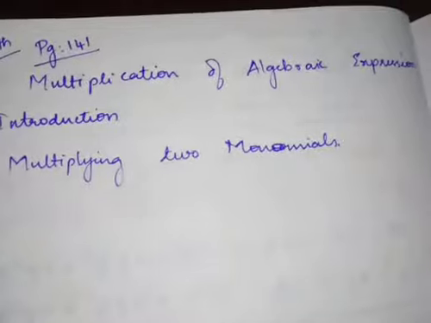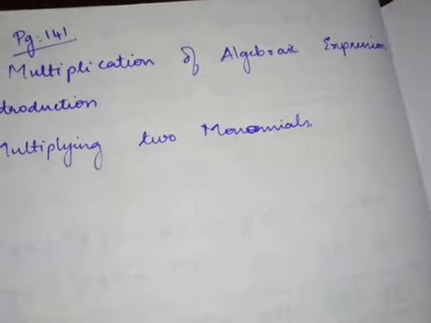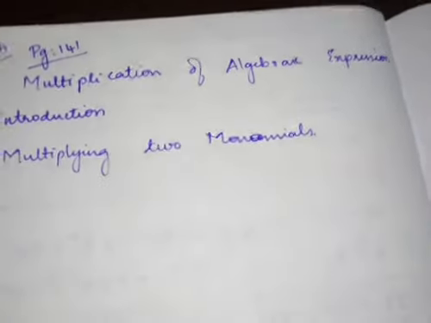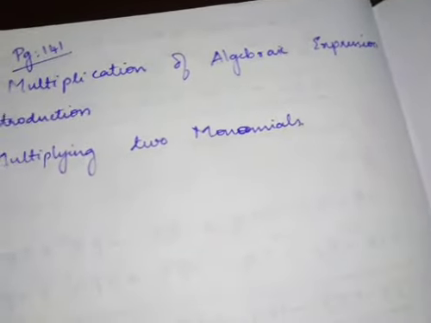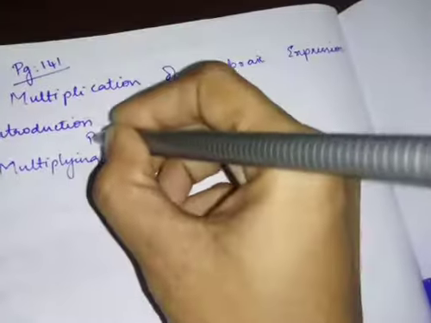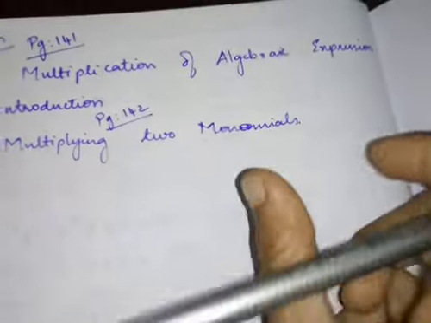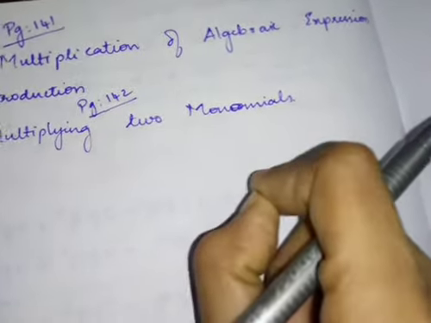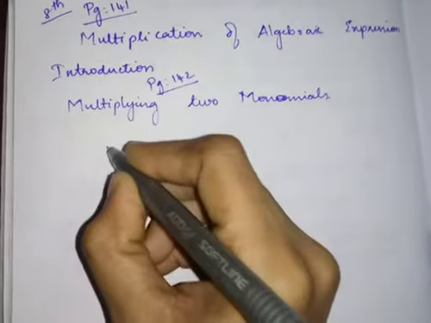I hope you all have taken page number 141. In that they have given multiplication of algebraic expression. When two expressions are given, how you will multiply it, that we are going to discuss. So directly to the expression if you do, you will get confused. So that's why on page number 142, they have given specifically how to multiply two monomials. Okay, so two monomials will be given. We are just going to multiply them. Okay, so now I'll give you examples.